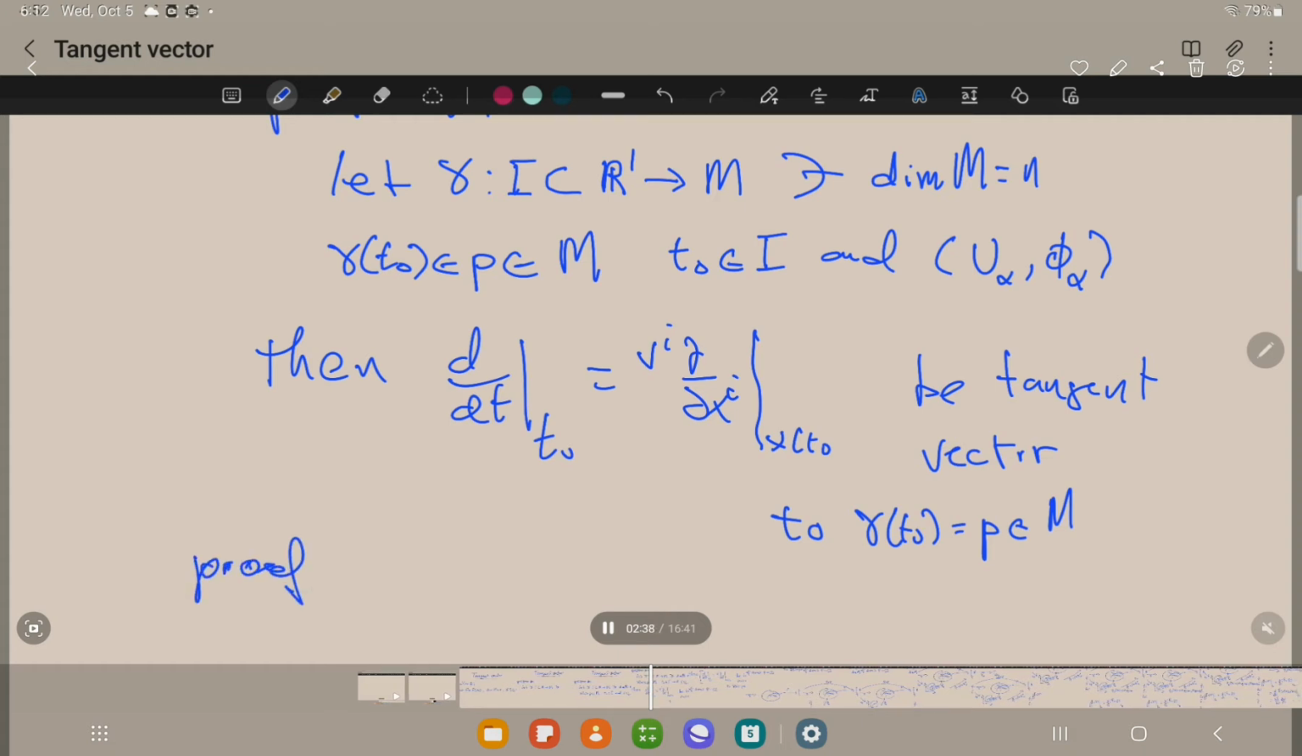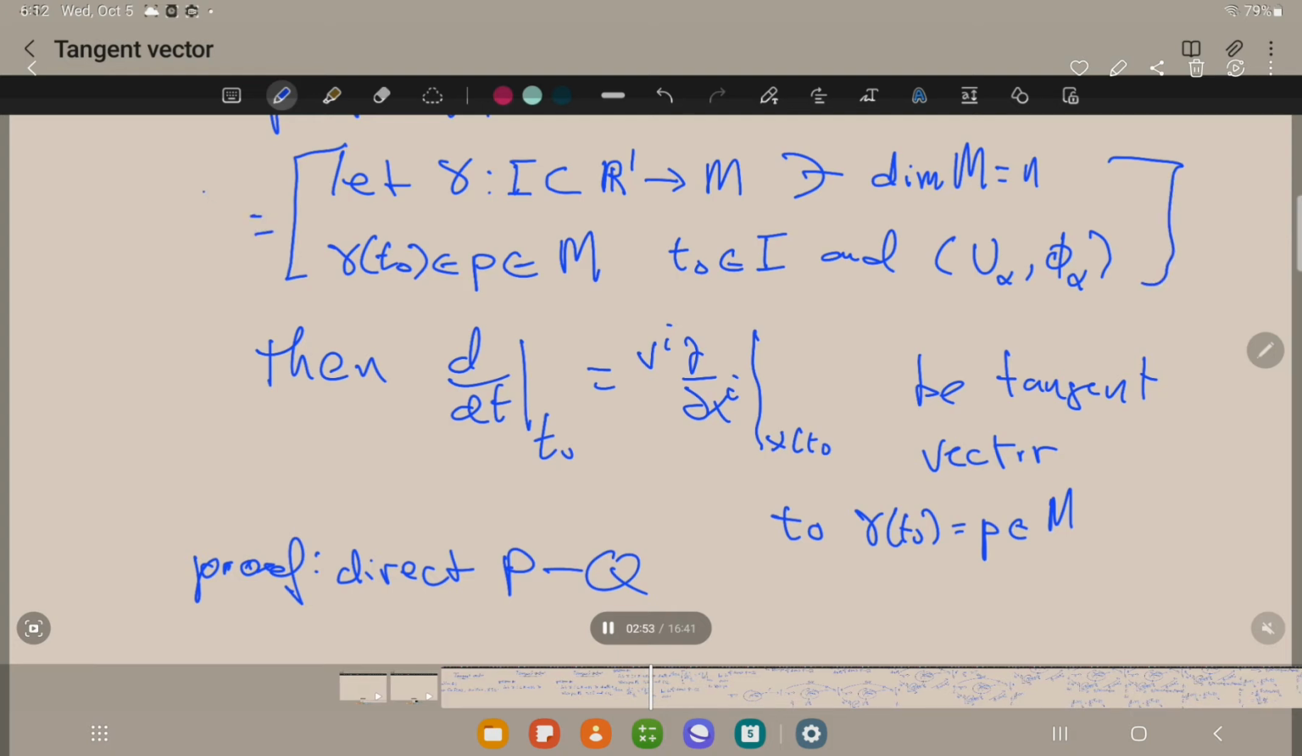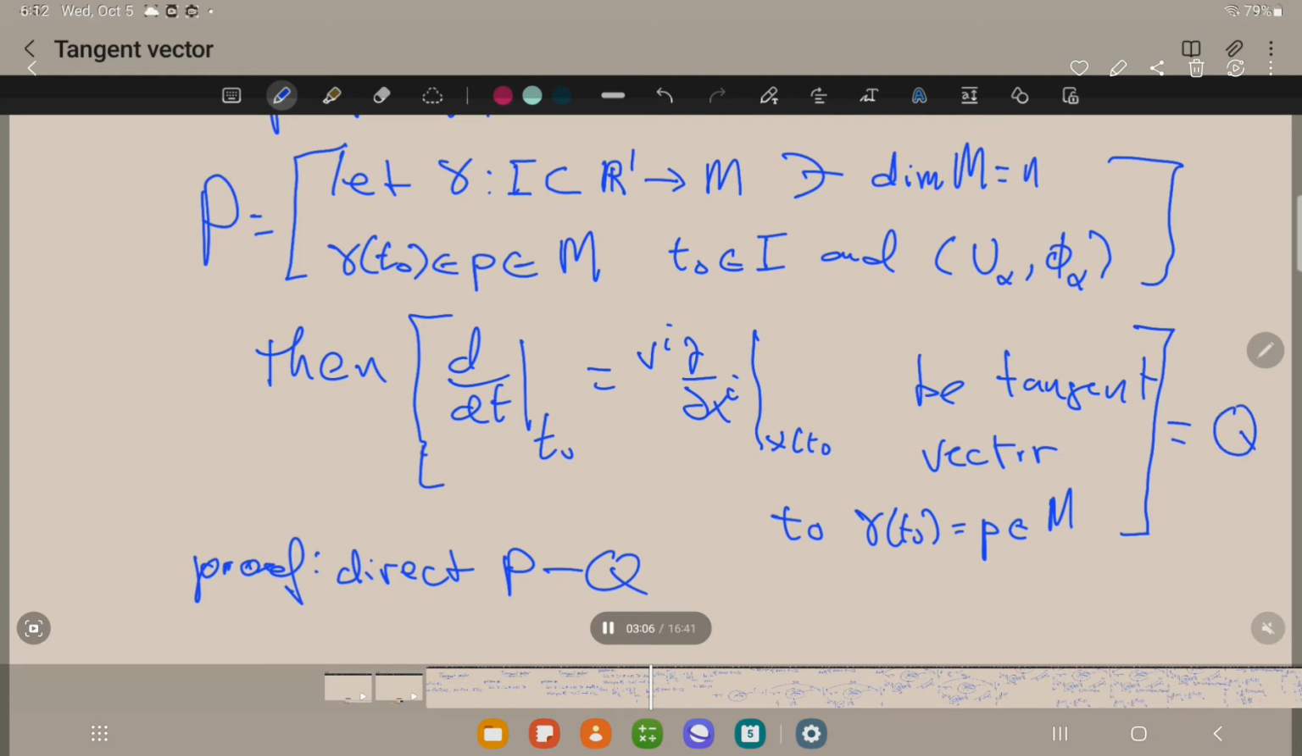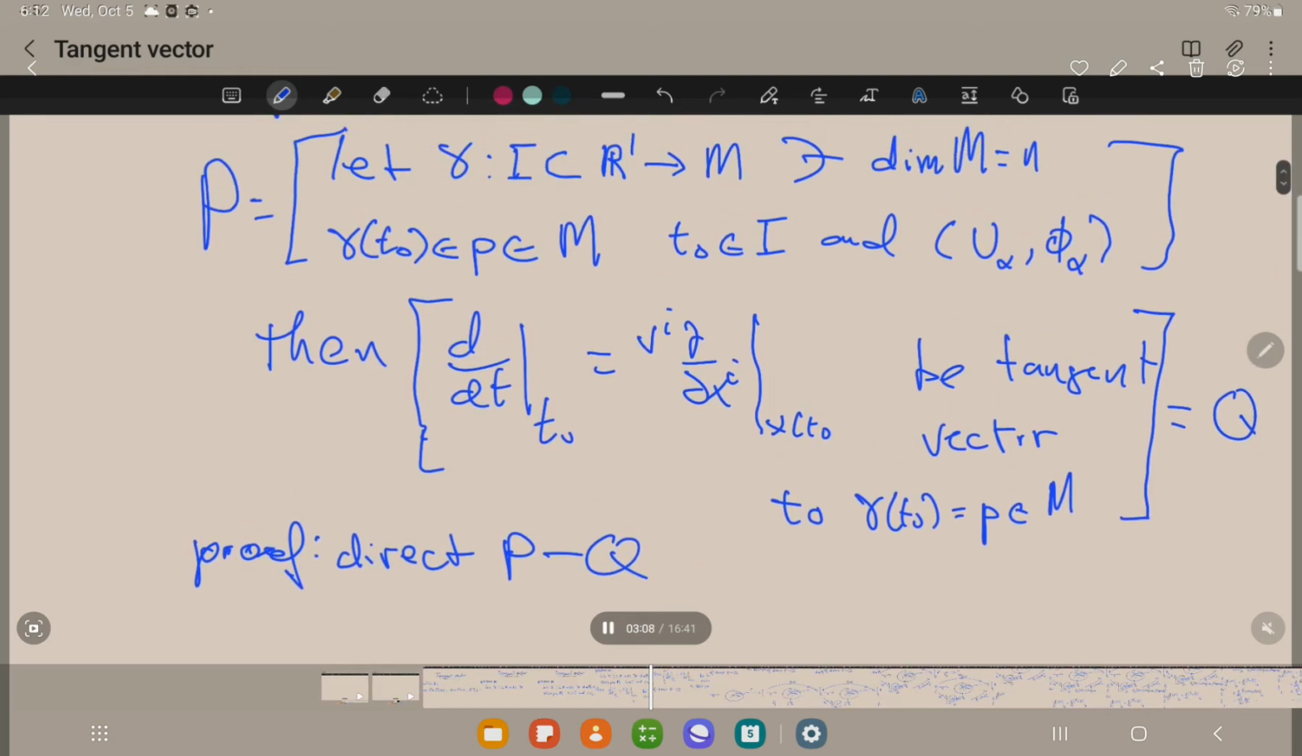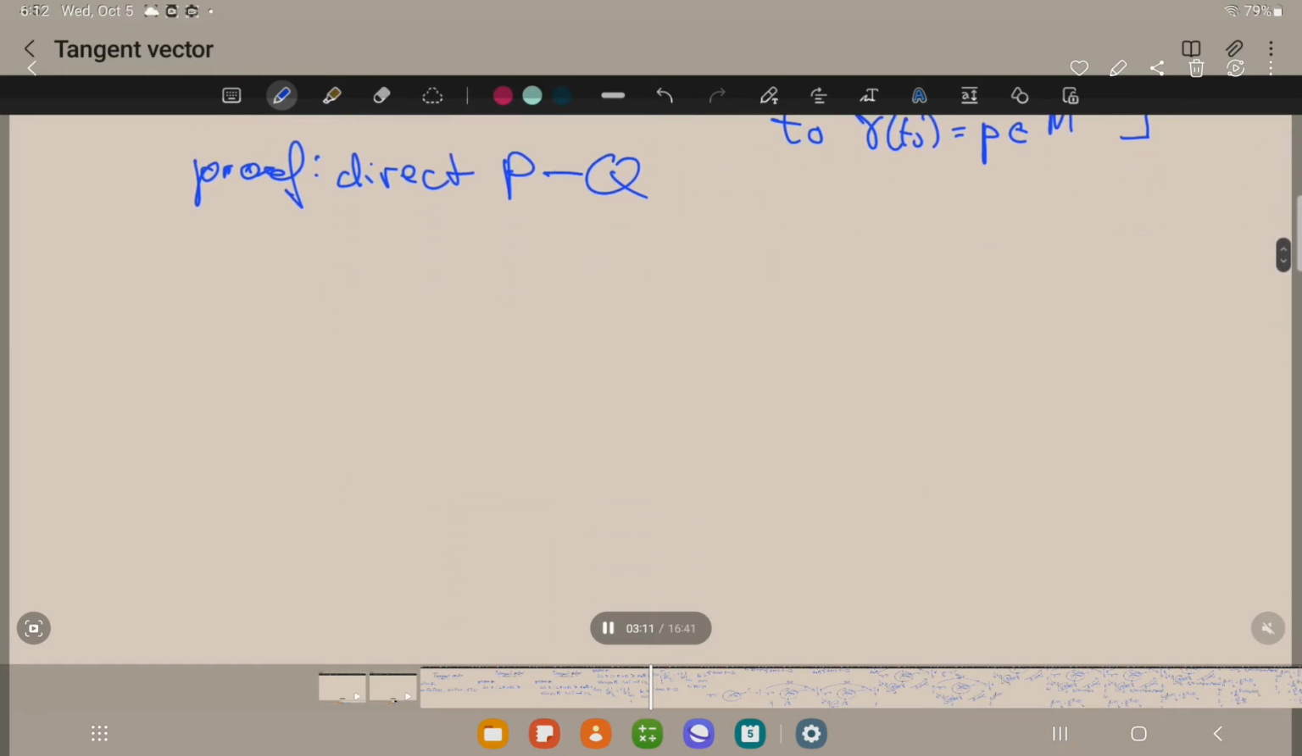Okay, so here's the proof. This is going to be a direct proof, so it's going to be like if P, then Q. So we're going to assume P is true. So all of this here is assumed to be true. And then through logical steps, we're going to conclude that Q is also true. So let me write down what we have in P here.